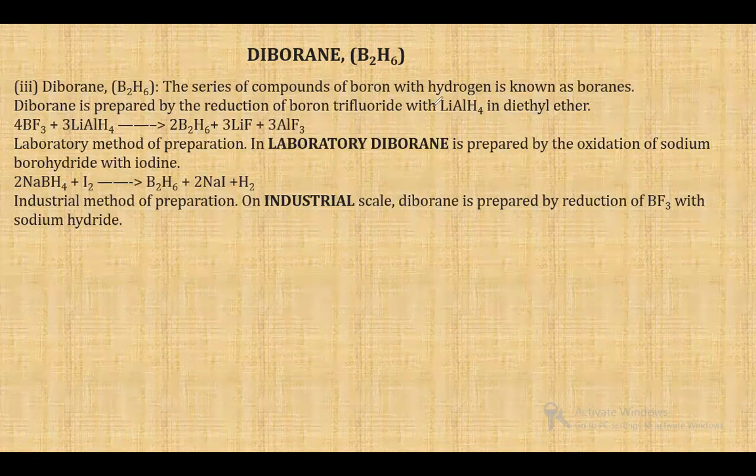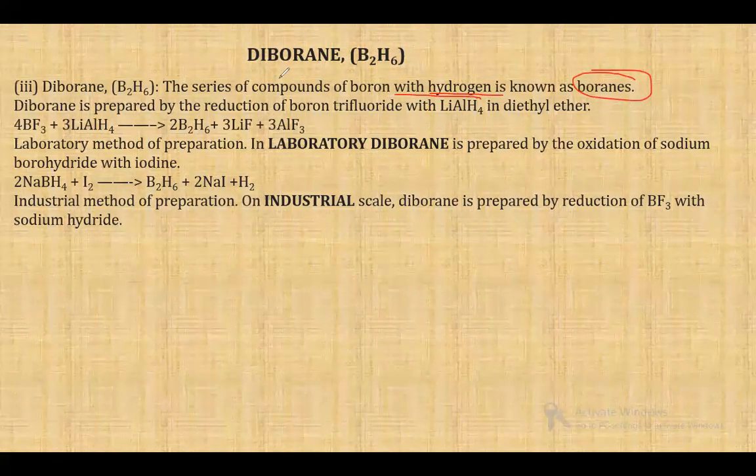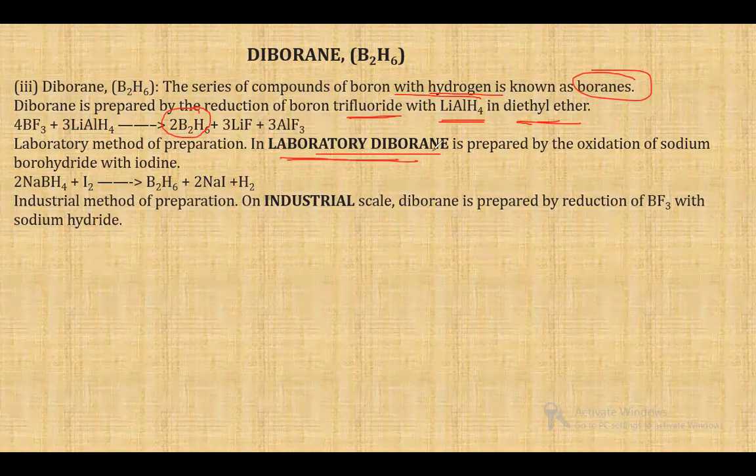The series of compounds formed when boron is treated with hydrogen is known as boranes. Simply boron and hydrogen long chain compounds will be called borane. Diborane is prepared by the reduction of boron trifluoride, BF3, with lithium aluminium hydride. Okay, lithium aluminium hydride in presence of diethyl ether will give B2H6. This is familiarly known as the laboratory method of preparation of diborane.